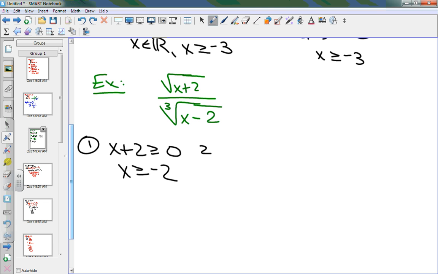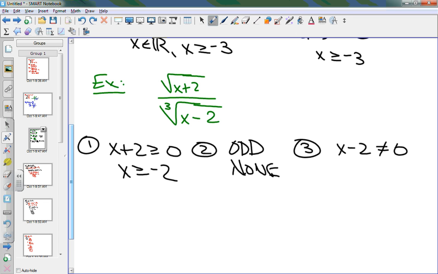The next restriction is going to be my odd root. Do I have any restrictions on an odd root? No. Odd root, there's none. My next restriction is going to be what? The denominator. What can the denominator not be? 0. So what you're telling me is this whole thing, which is x minus 2, cannot be 0. Correct? So x cannot be positive 2.